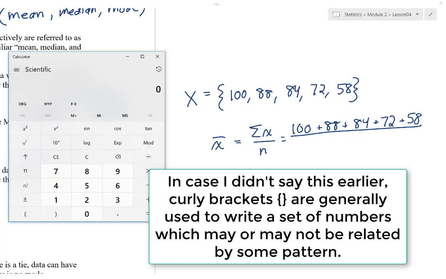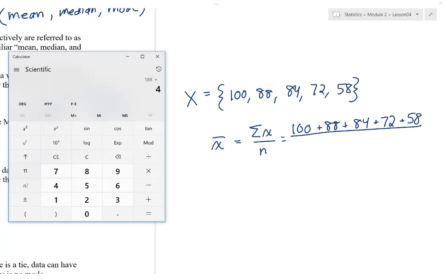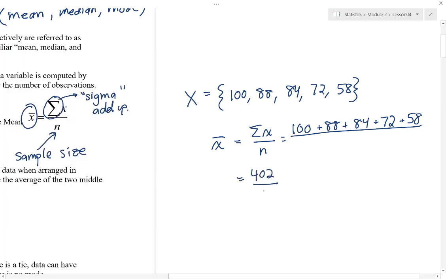So we're going to say 100 plus 88, 84, 72, 58. That gives us a total of 402 divided by 5, because there are 5 data points: 1, 2, 3, 4, 5, and that's it. That's really all a mean is.